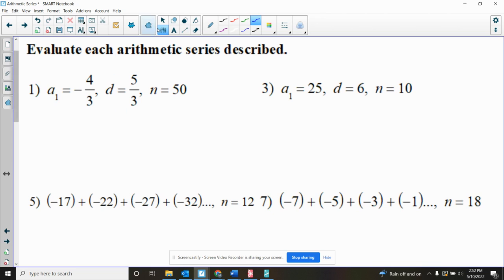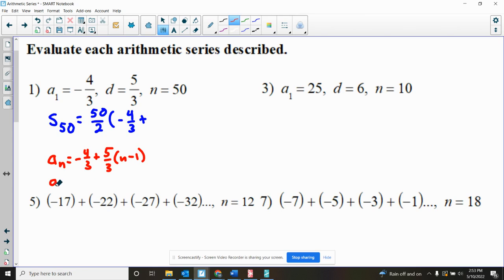Here we go. We want to evaluate the sum, in this case, of the first 50 terms of this sequence. So n over 2 times a1 plus an, but that we don't have. So we need to take a detour and calculate that an. Start by finding the formula for the sequence. That's going to be your first term plus your common difference times n minus 1. So for the 50th term, we want negative 4/3 plus 5/3 times 50 minus 1, so times 49.